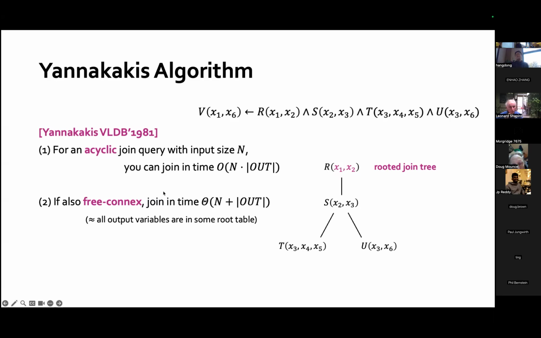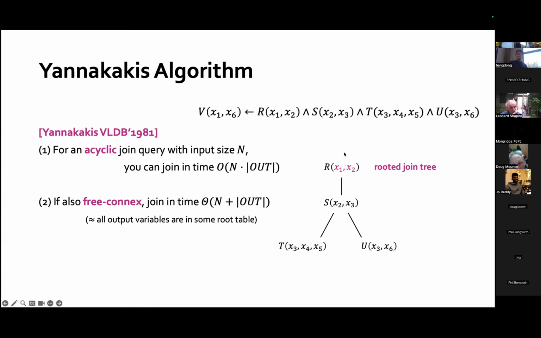That is, if the query is acyclic and in addition free-connex. Free-connex is a quite theoretical term, but think of it like this: you can root your tree somewhere, and if that tree happens to contain all the output attributes, then that's free-connex, right? So in this case, you want x1 and x6 as output attributes, and x1 is in R, and x6 is in U. And there's no way you can root the tree anywhere so that the root contains both x1 and x6. So this is not free-connex.